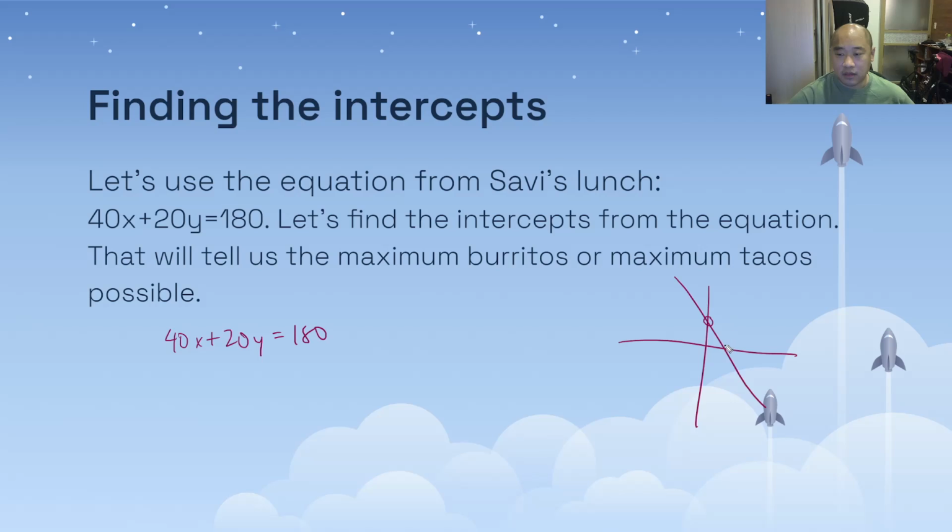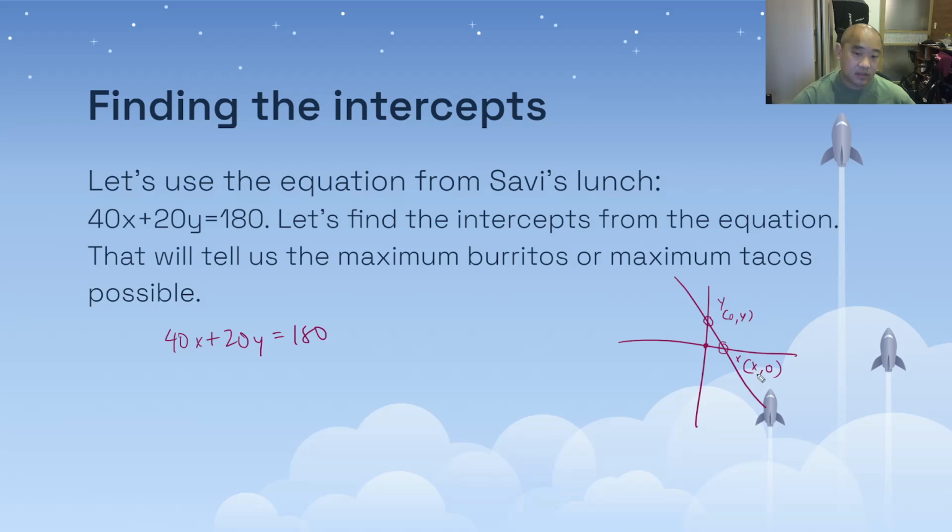Here on the intercepts, let's start with the y-intercept. At the y-intercept, the ordered pair is going to be some y value, but the x is going to be 0 because it's on the y-axis, where it intersects the x-axis at 0. And the same thing here: at the x-intercept, the x value will be some value, but the y value will be 0.